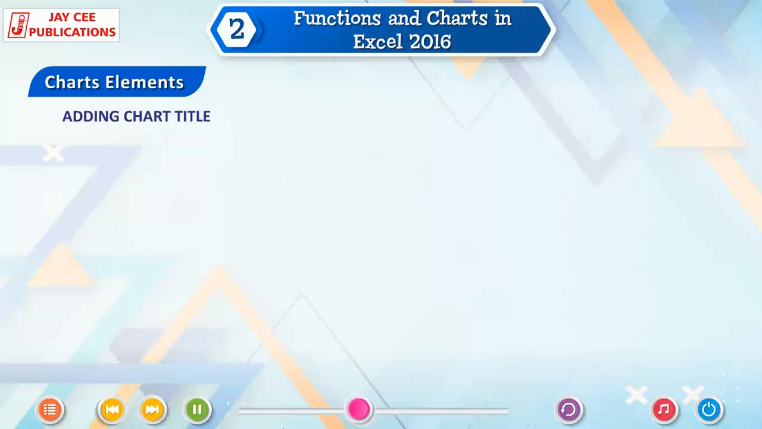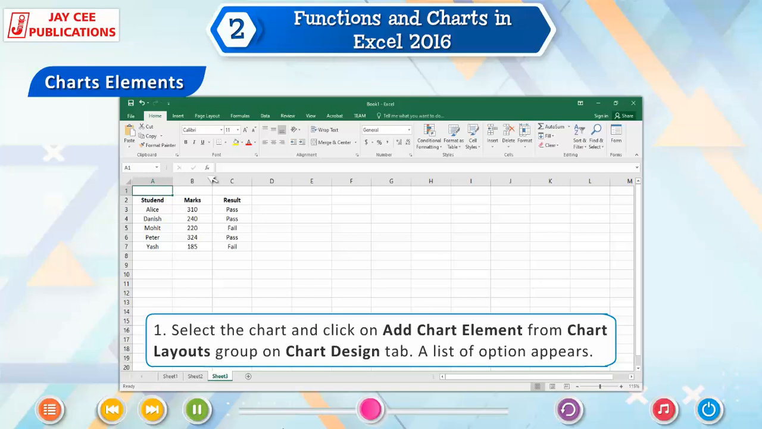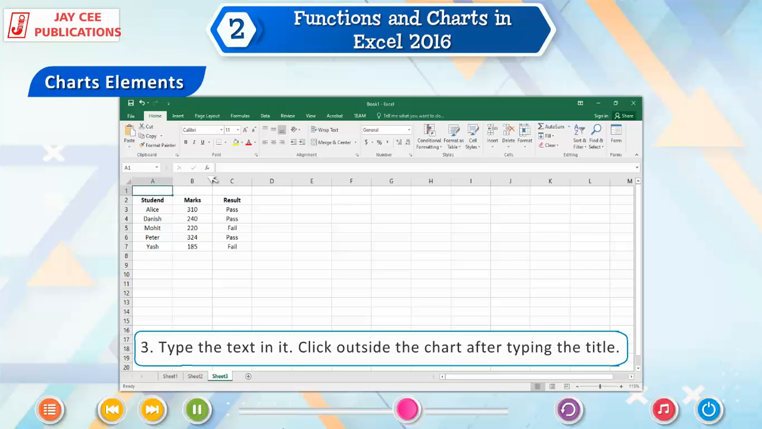Adding chart title. Follow the given steps to add chart title. 1. Select the chart and click on Add Chart Element from Chart Layouts group on Chart Design tab. A list of options appears. 2. Click on the Chart Title option and select either the Above Chart or Centered Overlay option. A chart title text box appears. 3. Type the text in it. Click outside the chart after typing the title.